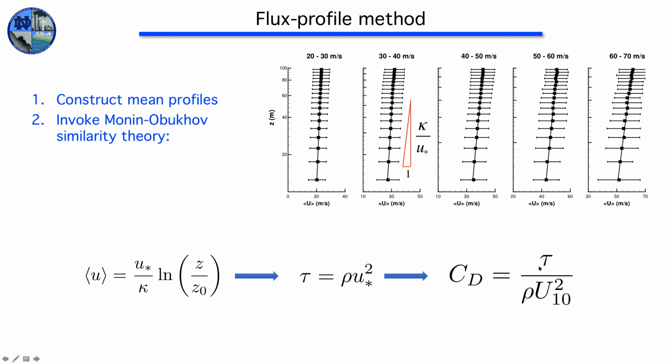Once you know tau, you also know U10 because you have the equation for the mean velocity. Now you can estimate what CD is. So this is what I'm referring to when I say the flux profile method for estimating CD, constructed based on dropsondes, the way that Powell and Holthusen and myself have done in the past.